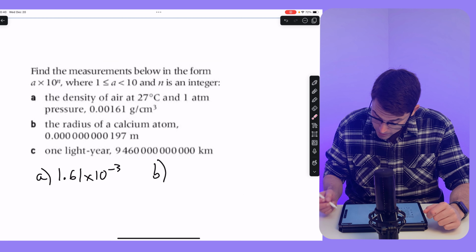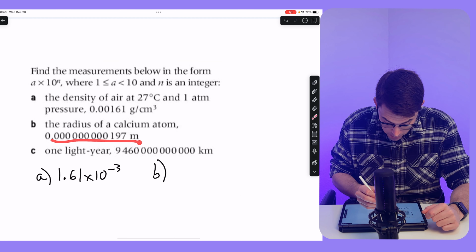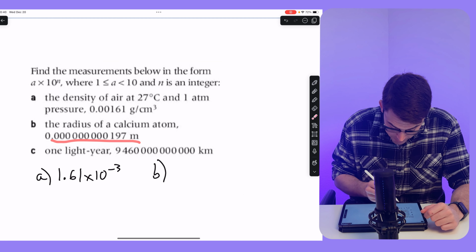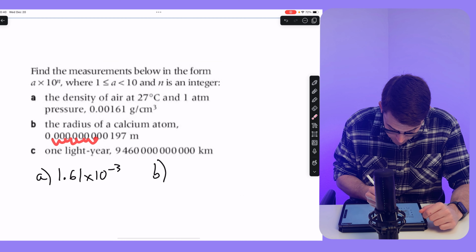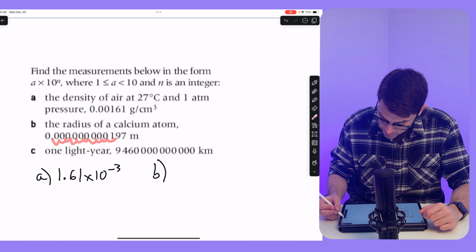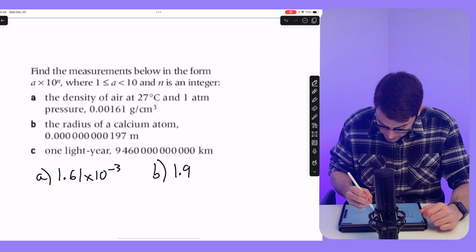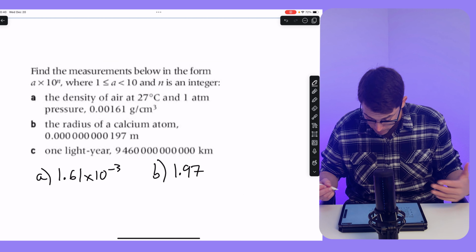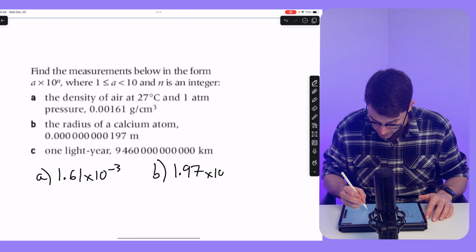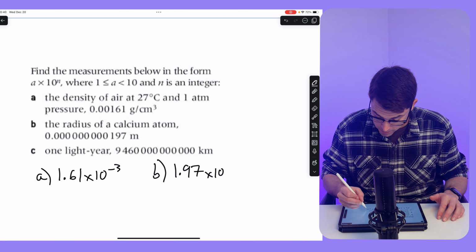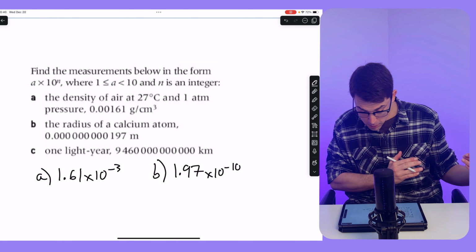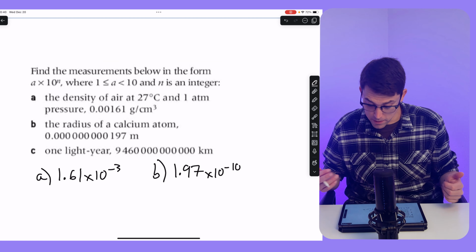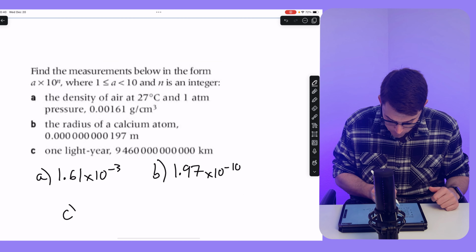So for part B, I have this really insanely long number. I need to move this over 1, 2, 3, 4, 5, 6, 7, 8, 9, 10. So I would have 1.97, so that it satisfies my previous criteria, times 10 to the power of negative 10. Again, I need that value to be smaller, and that's how I'm going to do that. And how about for problem C?